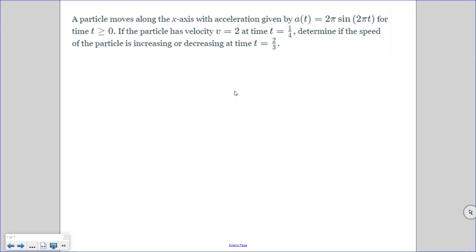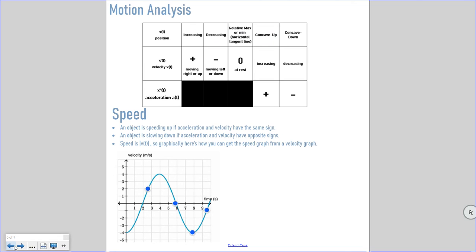A particle moves along the x-axis with acceleration given by a of t equals 2 pi sine 2 pi t for time t greater than 0. Here's an initial condition for velocity, and determine if the speed of the particle is increasing or decreasing. If I have a formula for acceleration and an initial condition for velocity, I should probably do something with acceleration and velocity. I can tell if a particle is speeding up or slowing down based on the signs of velocity and acceleration. If velocity and acceleration have the same sign, the particle is speeding up. Slowing down if acceleration and velocity have opposite signs.